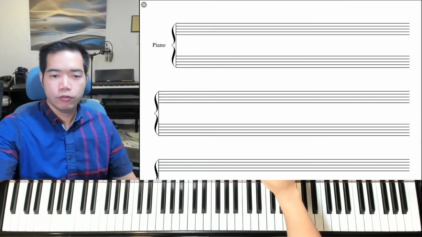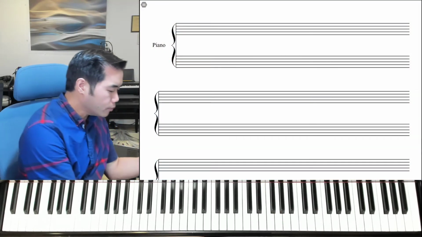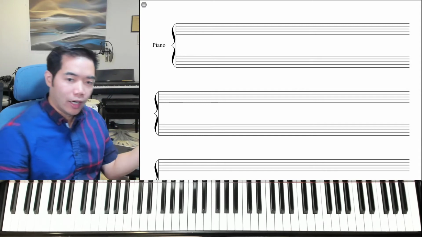We're going to look at how to build triads from the very beginning. This is assuming that you understand intervals, in particular the interval of the third and the fifth. I'm going to show you two different methods for building triads. So first of all, what is a triad?